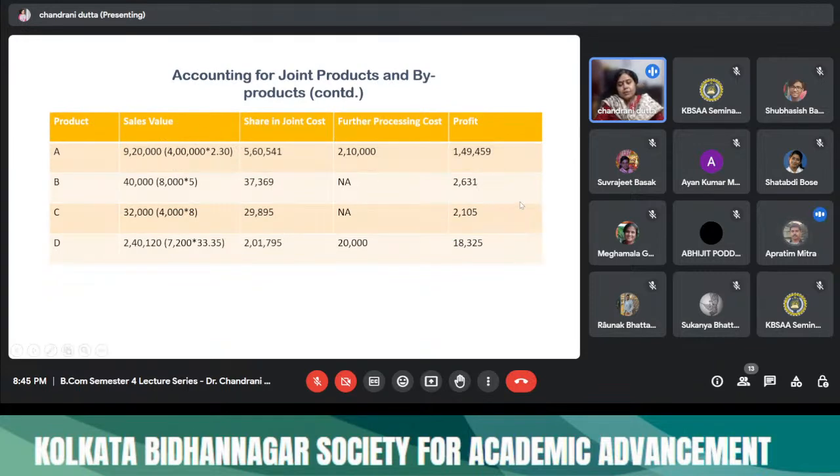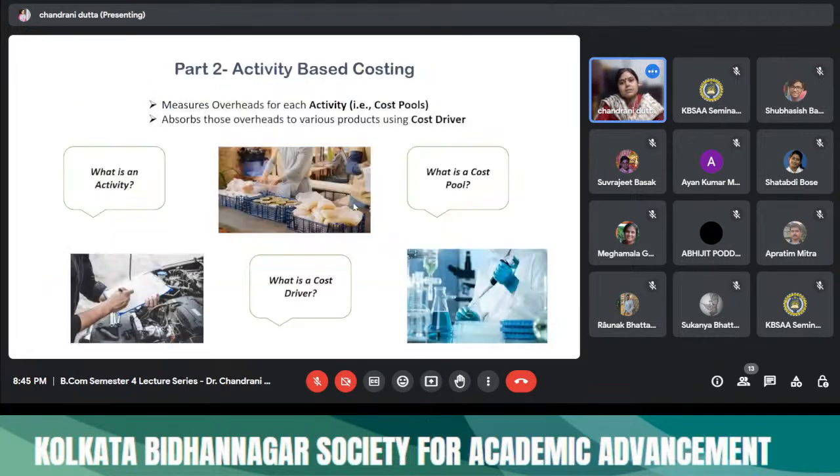Okay, well this brings us to the completion of the 3 learning objectives of our part 1, joint product and byproduct. Okay, accounting for joint products and byproducts. So now we will move on to part 2 of our discussion, which is activity based costing.